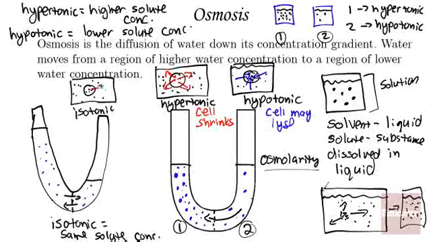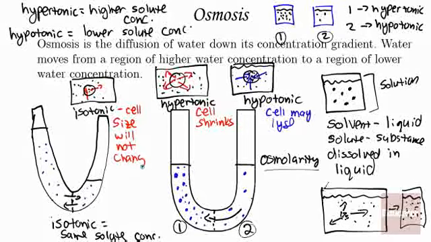water may leave the cell, water may enter the cell, but there's not going to be any net change. The amount of water that leaves the cell, the volume, is going to be equal to the amount that enters the cell. And the cell size will not change. Cell size or cell volume will not change.